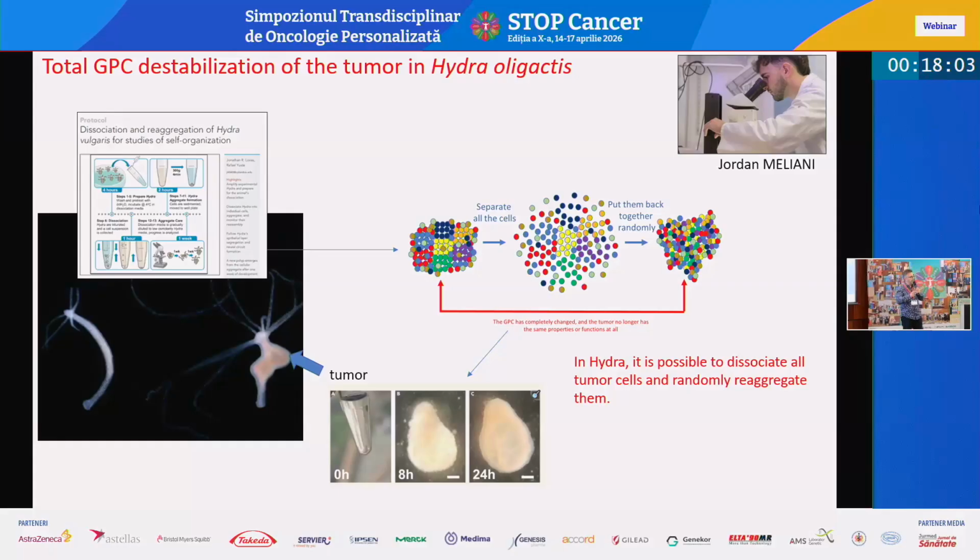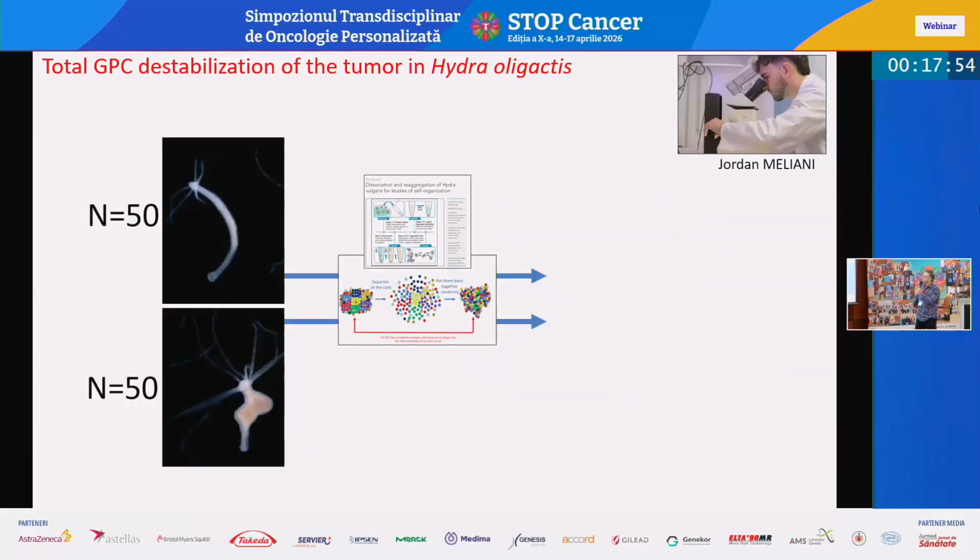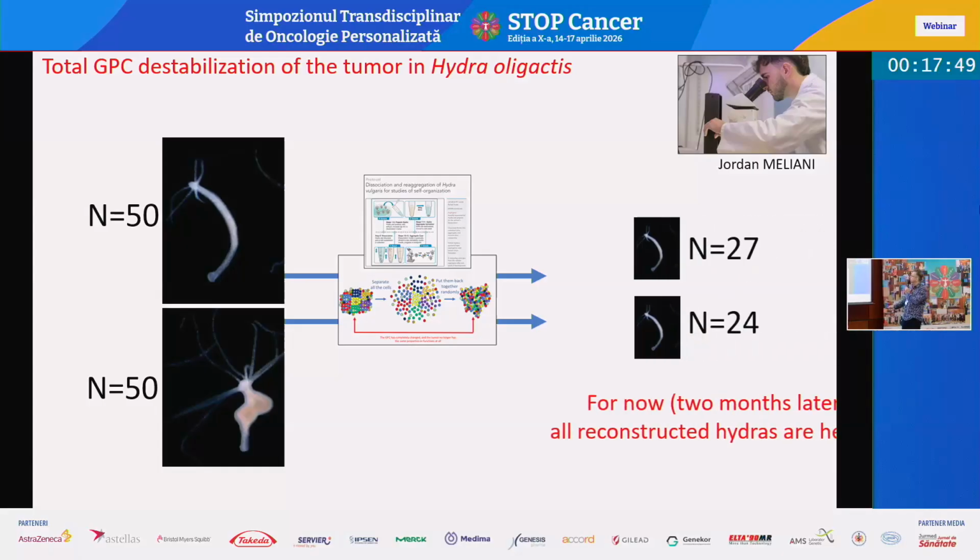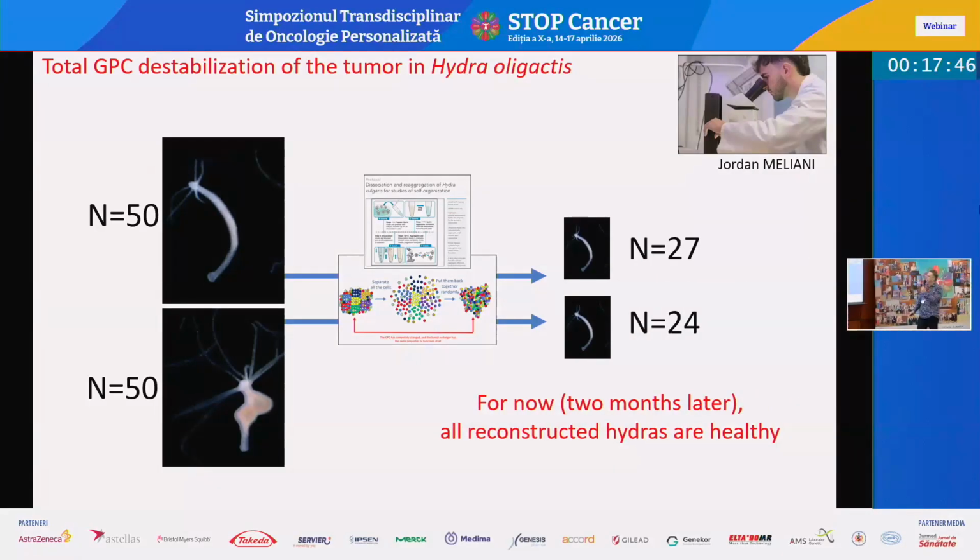And what is crazy with that model system is that the cells are able to reaggregate to produce a new hydra, a kind of resurrected hydra, if you prefer. And we did that recently on 50 healthy hydra and 50 tumoral hydra. We have been able to obtain 27 resurrected hydra in the group of healthy hydra and 24 in the group of tumoral hydra. And today, that is to say 2 months after, 100% of the hydra are healthy, suggesting that indeed when you induce a total destabilization of the GPC of the tumor, you can cure the host. But this is, of course, for the proof of concept. It's more complicated to do that on humans.